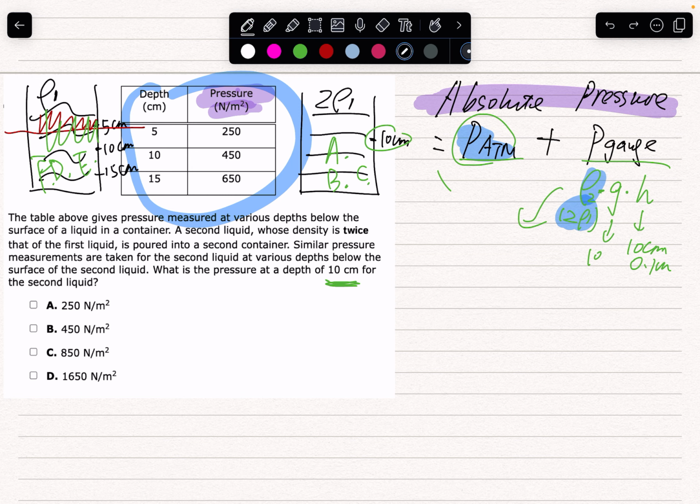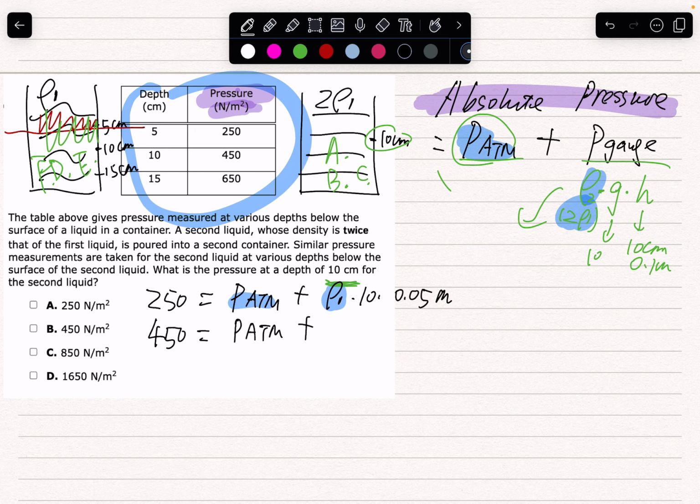We know that 250 is the pressure. It's also P atm, this constant P atm, plus whatever rho 1 is, times 10, times 5 centimeters, which is 0.05 meter. You're like, okay, now I still don't know, how am I going to solve it? You just write out another equation: 450 equals the same P atm plus the same density, times 10, and this time it's 10 centimeters, so 0.1 meter. See, now you can solve it.